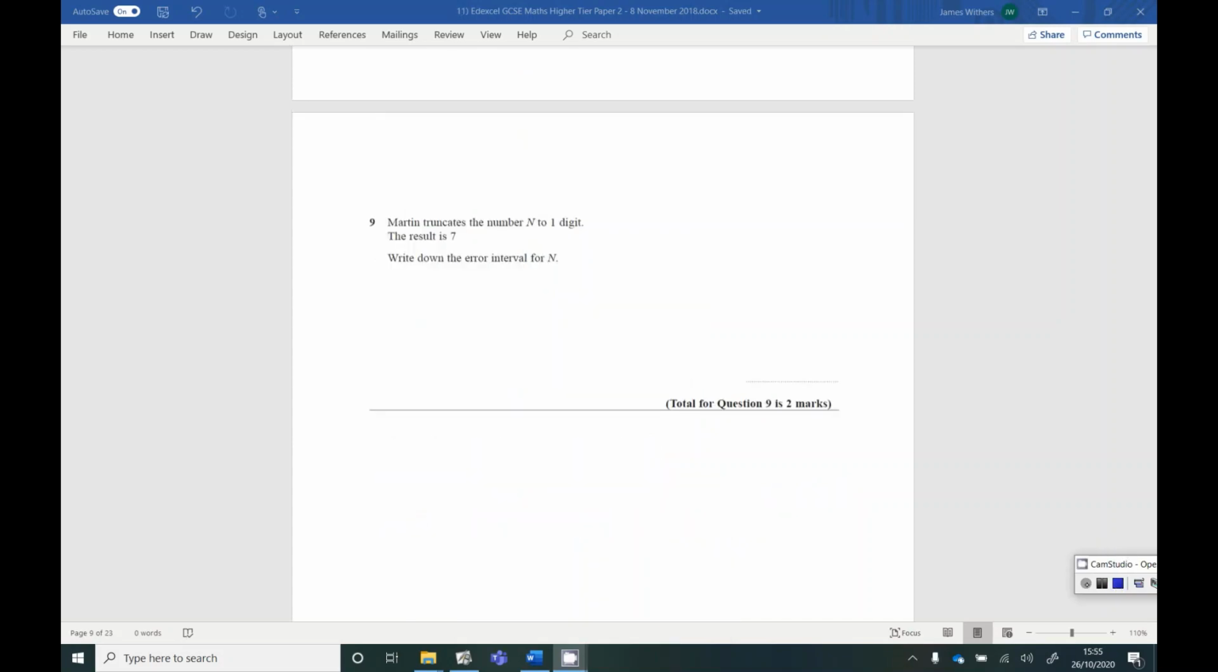Okay, question 9. So Martin truncates the number n to one digit. The result is 7. So now when we're truncating it, we're just literally cutting the number off. So at 7.999 recurring, you're still just going to be saying, as you cut the number off, that is 7. Okay, and similarly, when you're just over 7, you're going to be truncating it and calling it 7. In fact, even at just exactly on 7, you're going to be cutting it off and calling it exactly 7.